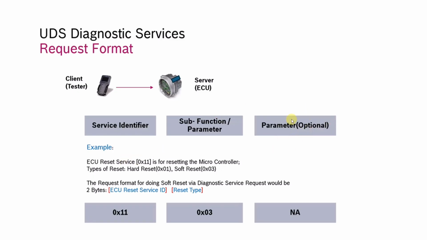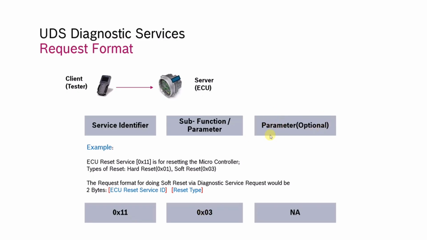Some services will support a parameter, some services will not. It's optional. For example, if I want to turn on the fan, I can tell the service to turn on the fan. Turn on is a service identifier. We need to perform an on and off operation. What on and off function? It will tell the subfunction fan. If it is 03, it's a fan. Okay, I need to turn on the fan.